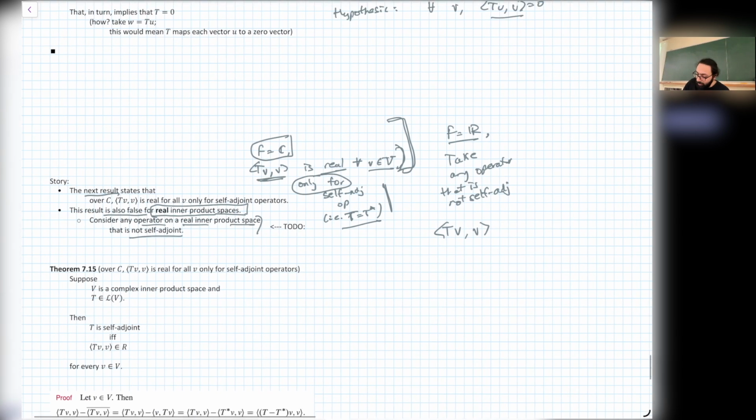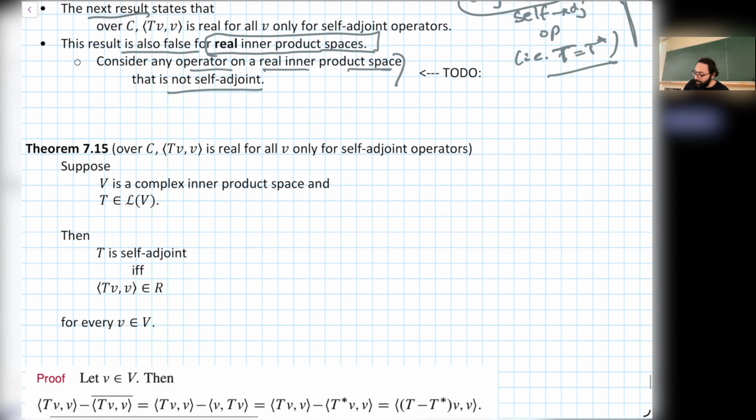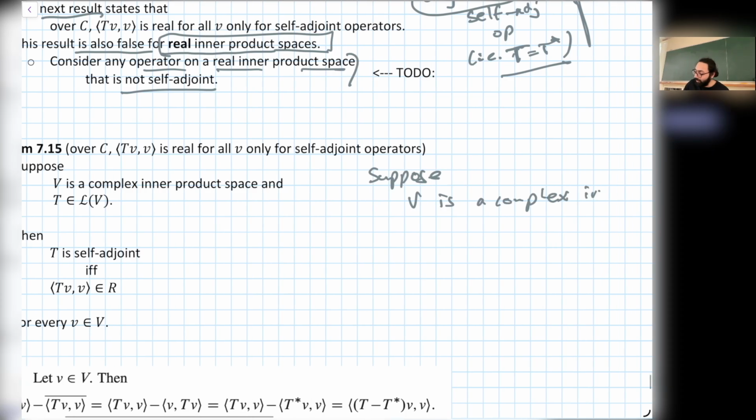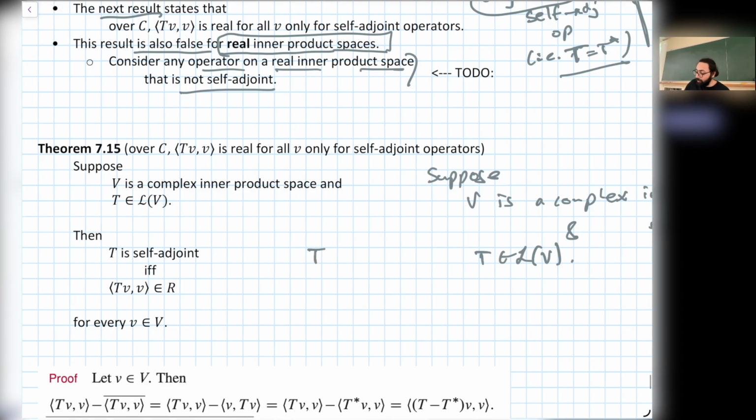All right. So let's look at the theorem statement more formally. Suppose V is a complex inner product space, and we have T as a linear operator on this space. The statement is: T is self-adjoint, that is T equals T star, if and only if TV inner product with V happens to be a real number for all V in the vector space. Is the statement clear? Is it okay?